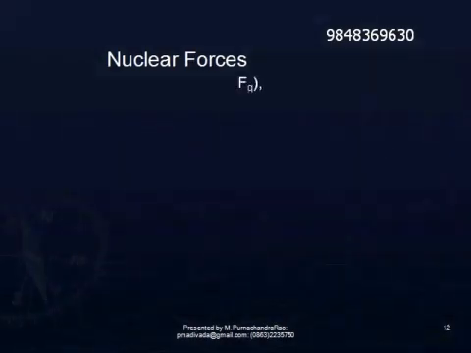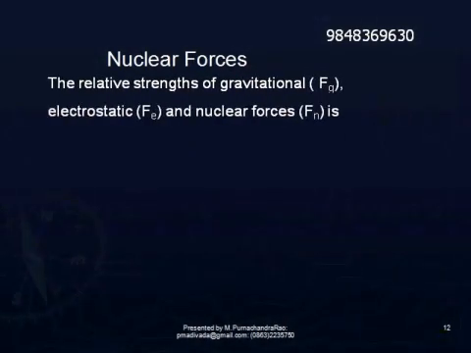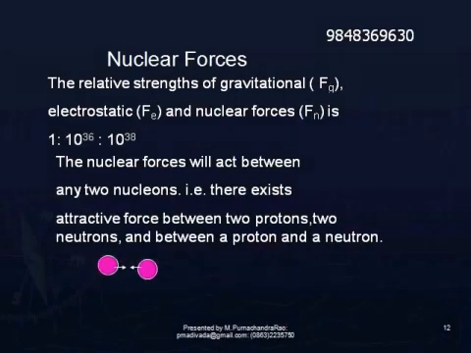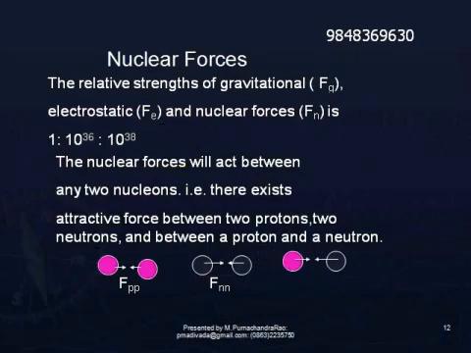The relative strengths of the forces, that is gravitational force, electrostatic force and nuclear force, is given as 1 is to 10 to the power of 36 is to 10 to the power of 38. That is, electrostatic force is 10 to the power of 36 times stronger than gravitational force, and nuclear force is 10 to the power of 38 times stronger than gravitational force.